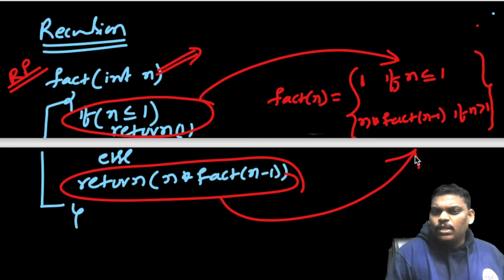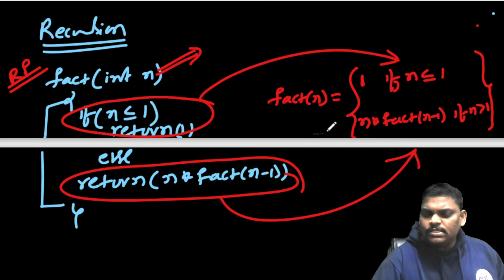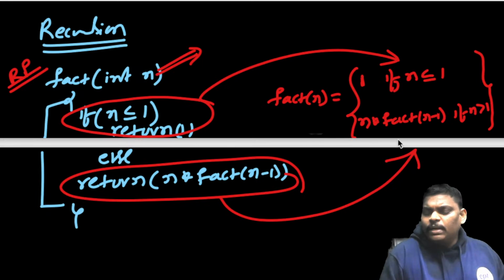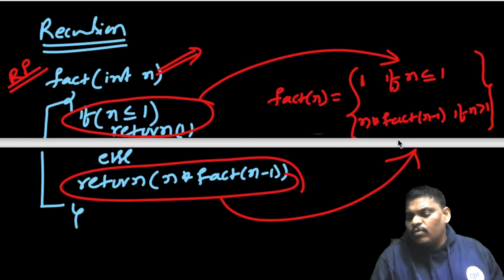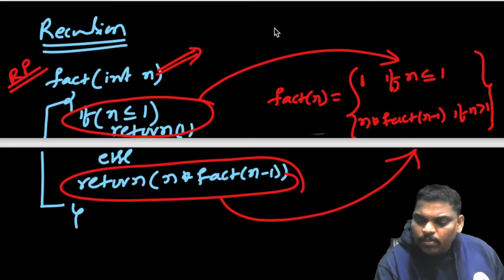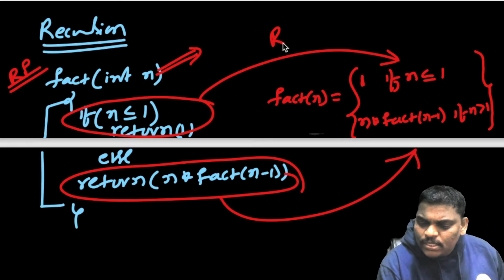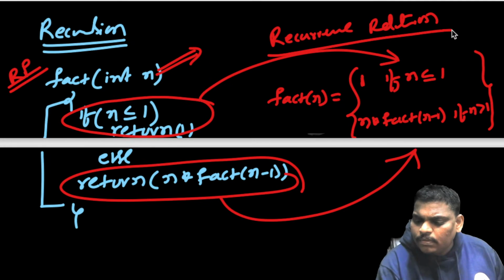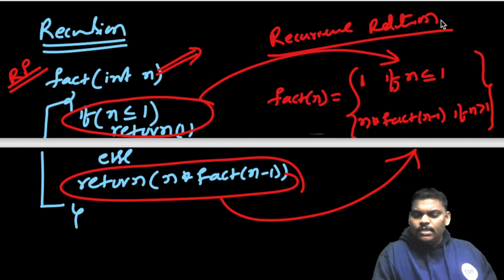So remember, if you write a recursive program in the form of a relation, that is called a recurrence relation. Same thing you write, you no need to do anything. First part write first place, second part write second place. But don't write in the form of a program, write in the form of a mathematical notation. Fact of n is 1 if n is less than or equal to 1. Otherwise n into fact of n minus 1 if n is greater than 1. Writing a recursive program in the form of a relation, that is called recurrence relation.